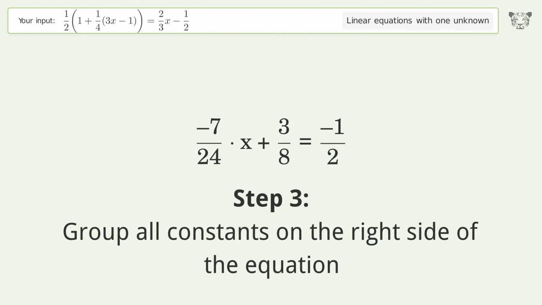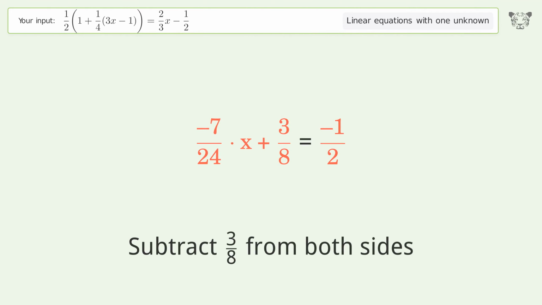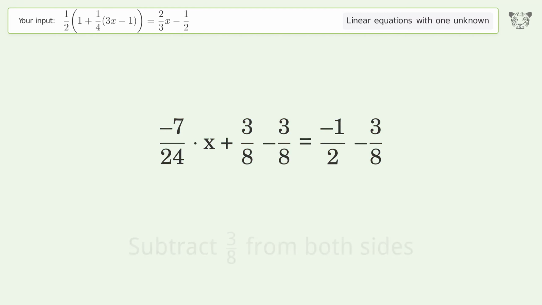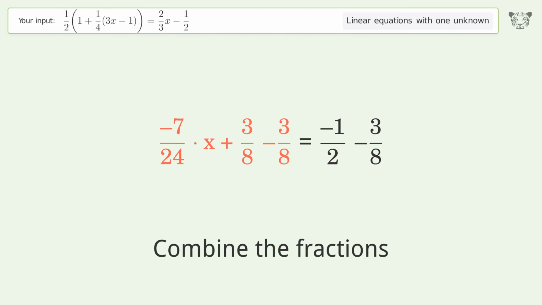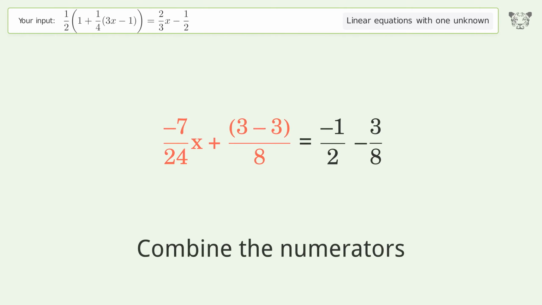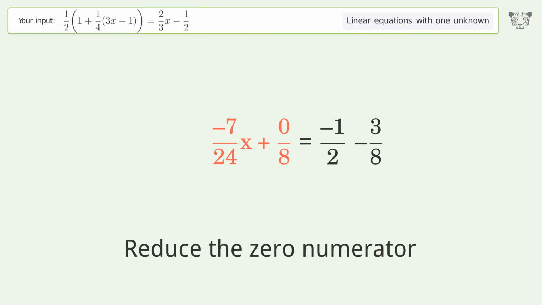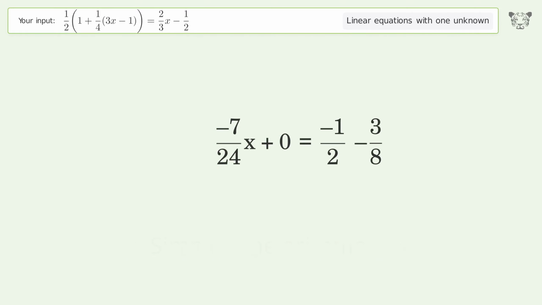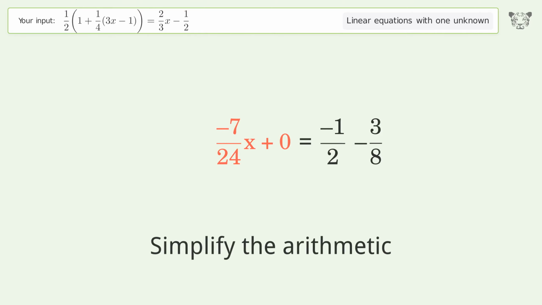Group all constants on the right side of the equation. Subtract 3 over 8 from both sides. Combine the fractions. Combine the numerators. Reduce the zero numerator. Simplify the arithmetic.